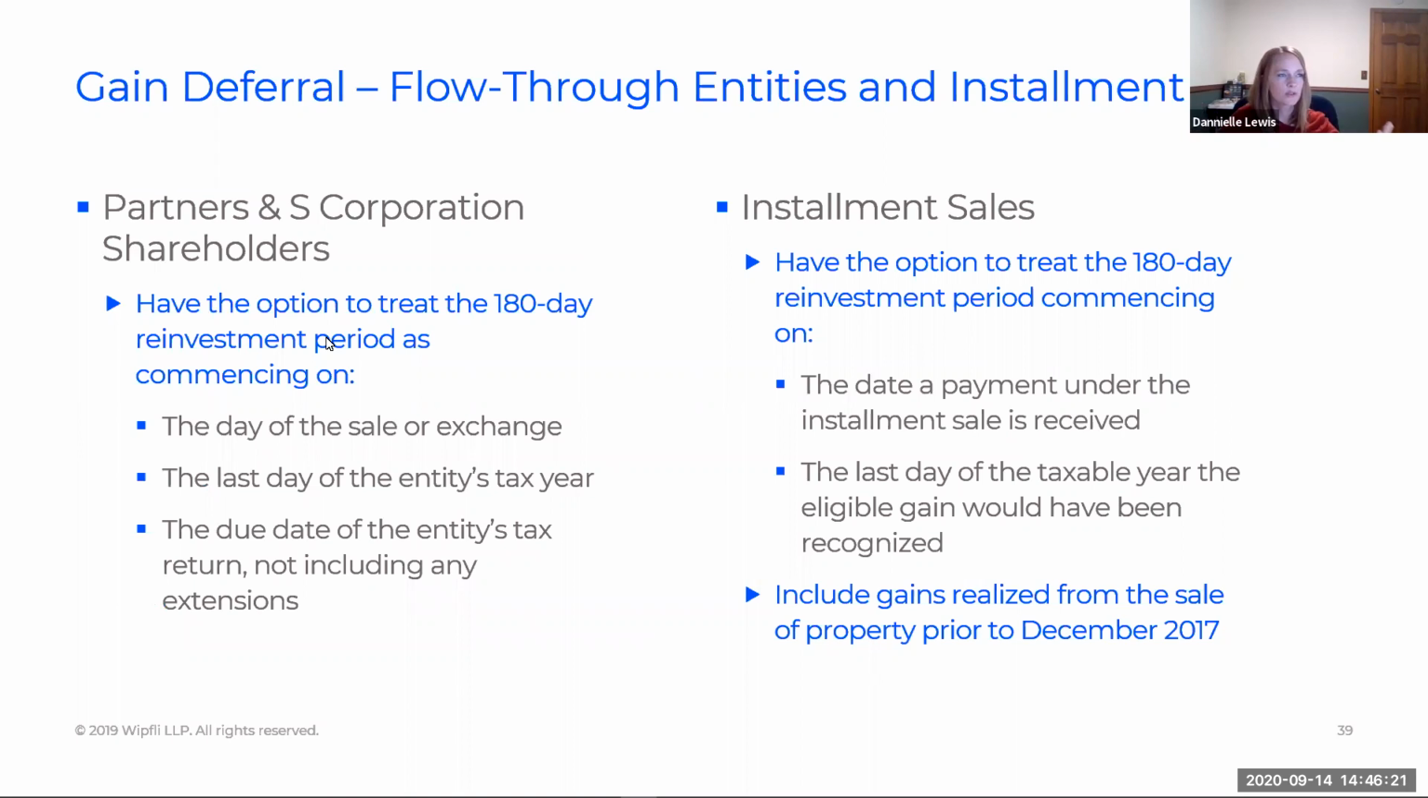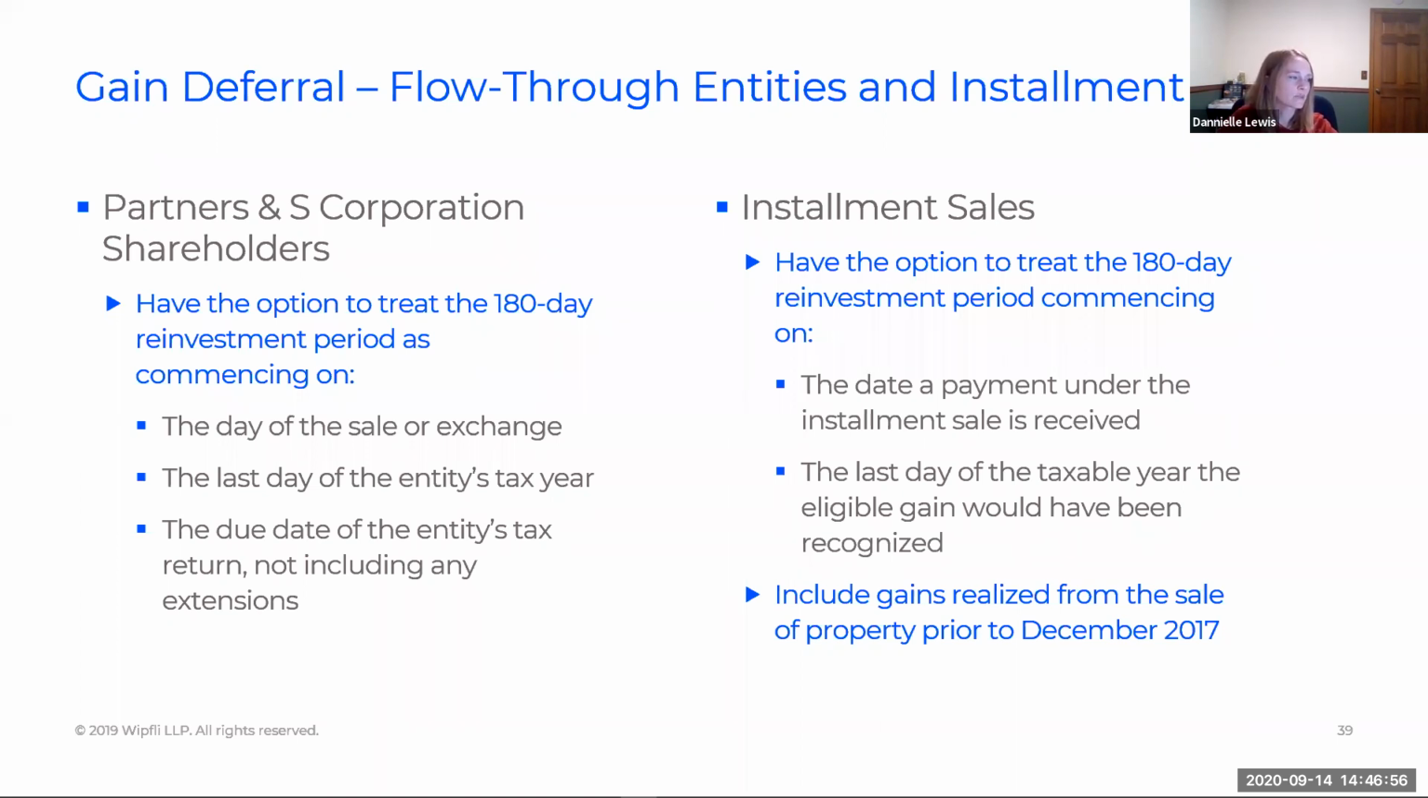Additionally, I think we've spoken to this: if you have a capital gain, you have 180 days to make that investment. Generally speaking, here are the non-generally-speaking carve-outs. If your gain is coming from a partnership or S corporation, your 180-day period starts from one of the following: either the date of the sale or exchange, if you know the partnership is not going to make the deferral, the last day of the entity's tax year, or the due date of the entity's tax return, 180 days from there. So you have 3 different options if it's coming from a partnership or S corp.